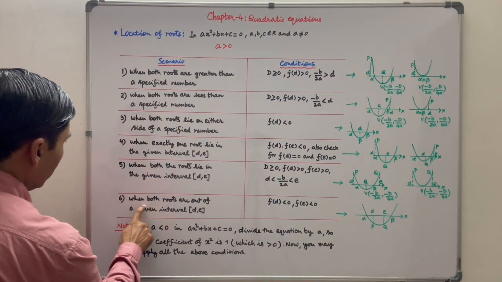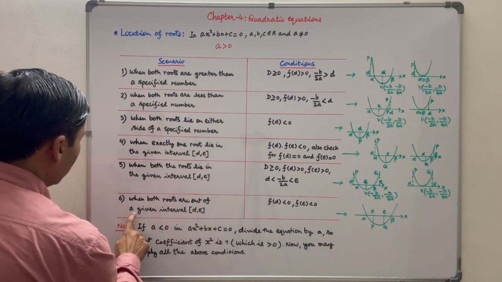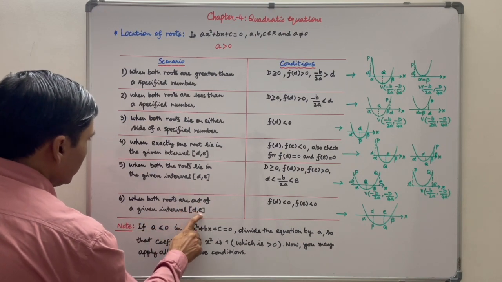Scenario 6. When both roots are out of a given interval (d, e).